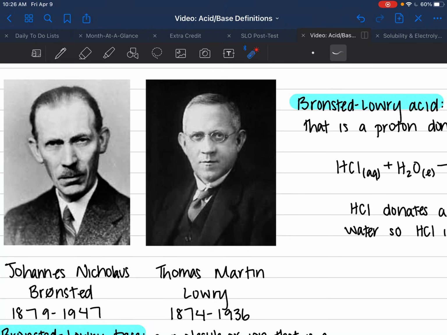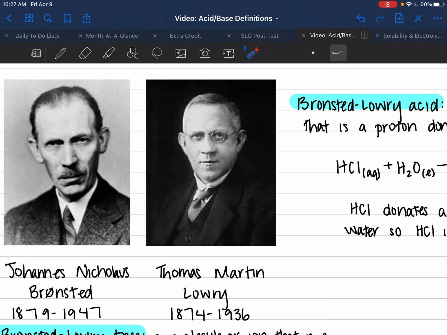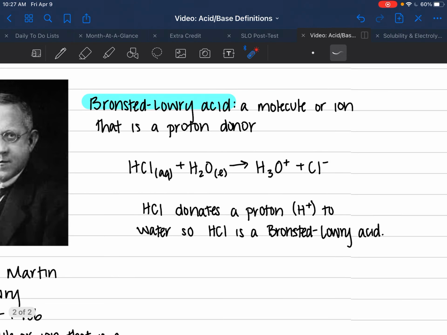In our last video, we introduced the concept of Arrhenius acids and bases. So those are great definitions, but we're going to talk about a different definition for our acids and bases now. This one was created by these two guys on the left. We have Bronsted and Lowry, and you can see when they lived. These two guys worked together to come up with this definition for a Bronsted-Lowry acid and a Bronsted-Lowry base.